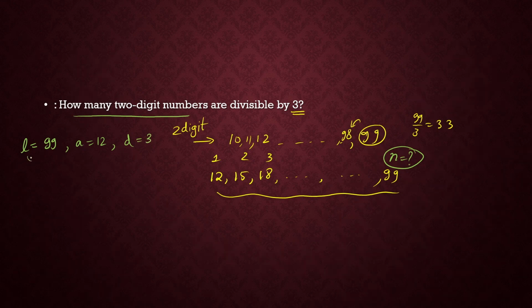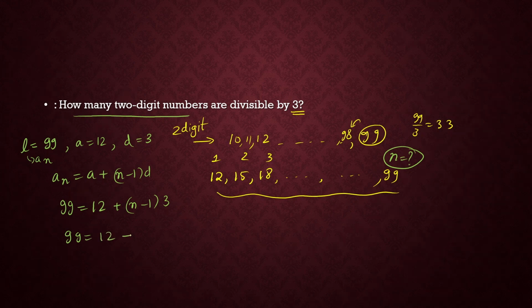So if I consider this as an, if I find the value of n, that's it. That is the required answer here. So an is equal to a plus n minus 1 into d. So an value is 99, equal to a is 12 plus n minus 1 into the value of d is 3. So 99 is equal to 12 plus 3n minus 3. So 99 is equal to 12 minus 3 is 9 plus 3n.